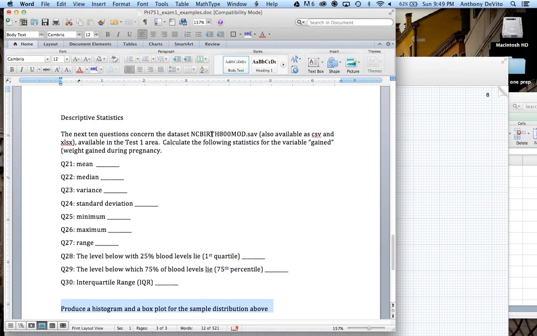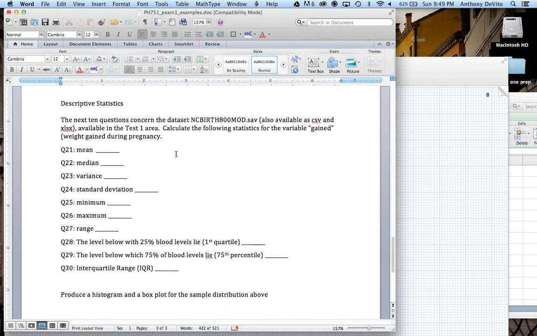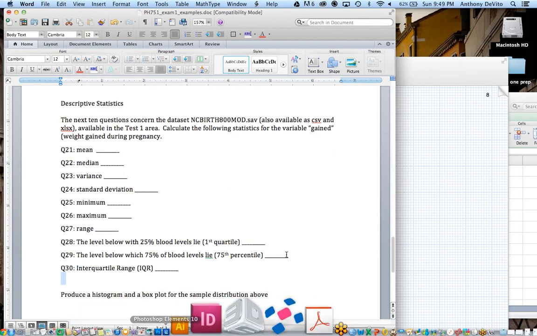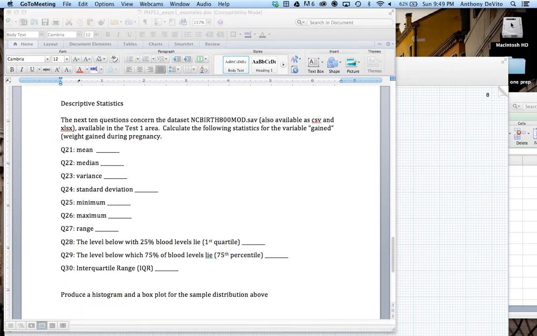Well, what variable are we interested in analyzing this time? Number of variables in this data set. Okay, calculate the following statistic for the variable gained. That variable gained is actually the weight gained by the mother during pregnancy, not the baby's weight, but the mother's weight gain during pregnancy. So we want to look up all these various statistics for it, descriptive statistics, obviously. Okay, so I'm going to open that file in SPSS.